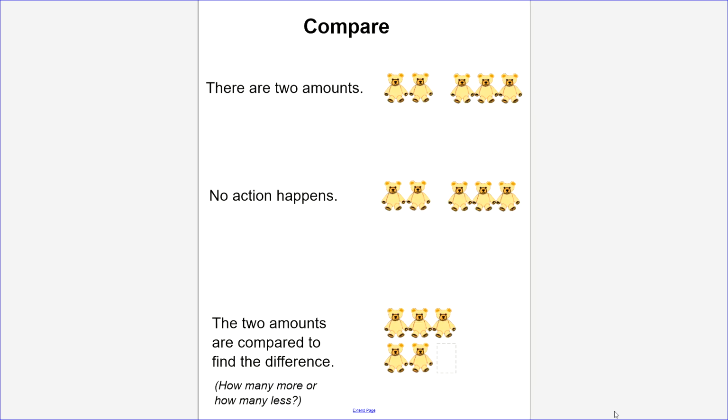You've been learning about compare problems for the last few days. You know that in a compare problem, there are two whole amounts. One of the amounts is larger, it's the greater amount, and the other amount is smaller, it's the lesser amount. No action happens, but the two amounts are compared to find the difference. How many more or how many less?